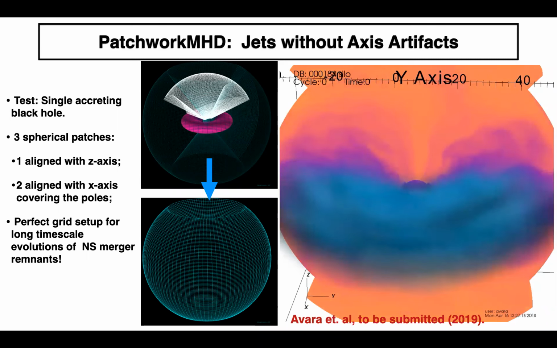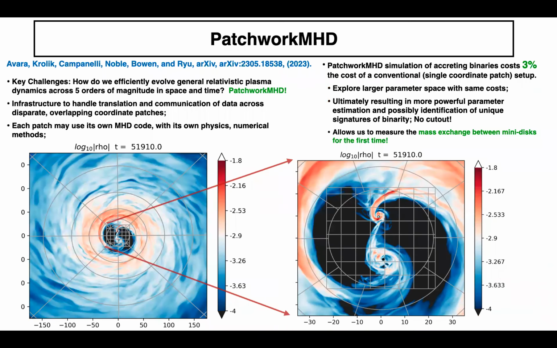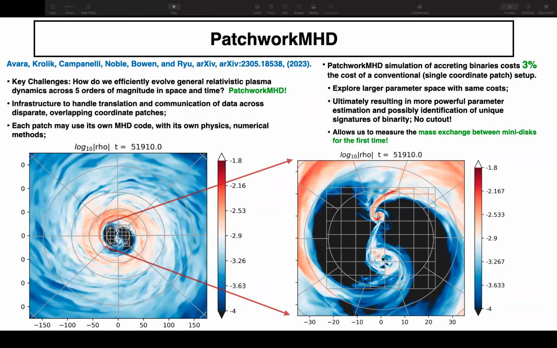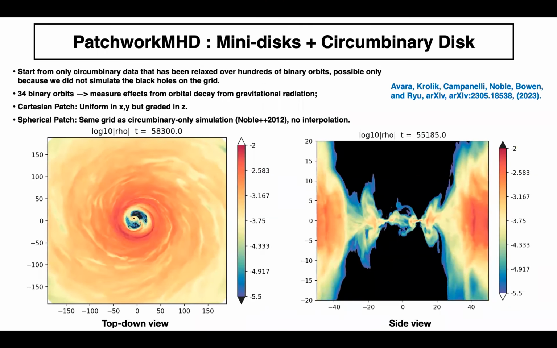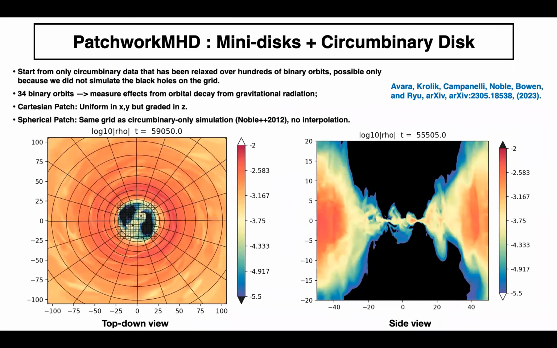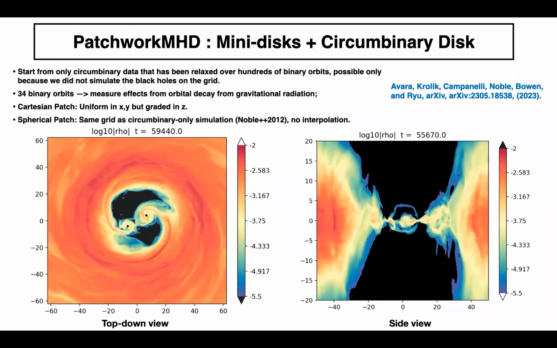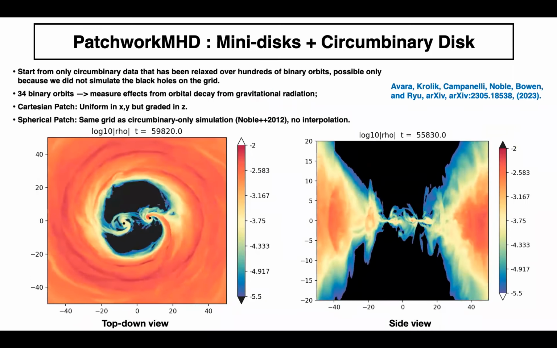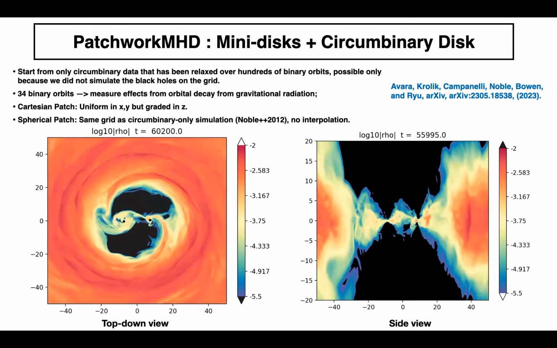Sorry. So yeah, you can also cover the coordinate singularity at the poles, so that you could do jet simulations without dealing with the coordinate singularity there. Mark has recently submitted his paper demonstrating how this works with binary black hole accretion. So now you can actually simulate the mass flow across the mini disks. You can see this is a movie demonstrating it. You don't see any interpatch boundary phenomenon. So the plasma flows smoothly through the boundaries.